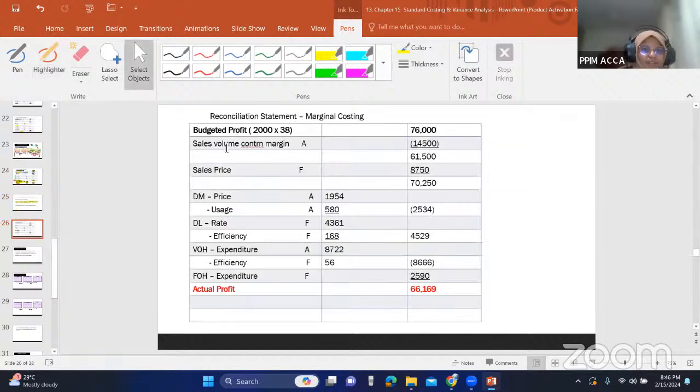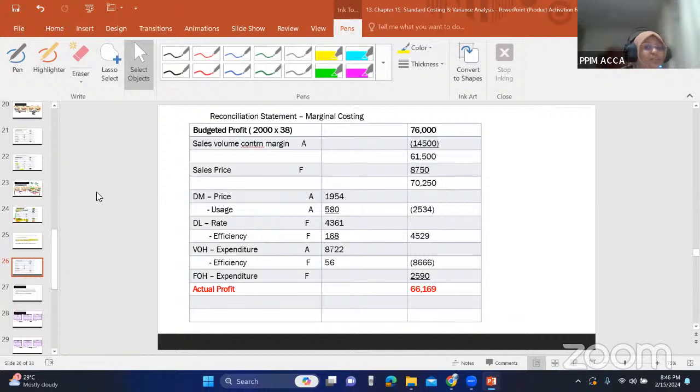Right. So how do we start with budgeted profit? According to my budget in the question, if you remember, the standard gross profit was 38. We multiplied it with the budgeted number of units that we were supposed to sell, which was 2,000. We get 76,000. Then you put the sales volume contribution margin, because it's marginal costing now, so we can't put the profit margin. We don't have that figure. So sales volume contribution margin, sales price, that's also given. This 61,500 doesn't have a name.